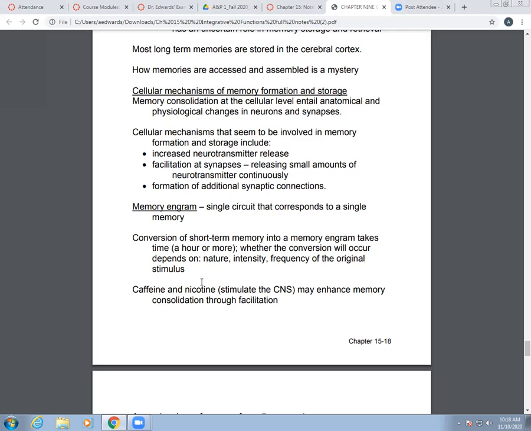Okay. Things that can stimulate your central nervous system, like nicotine, caffeine, sometimes they can enhance your memory consolidation. They can sometimes facilitate neurotransmitter release and facilitation at synapses.